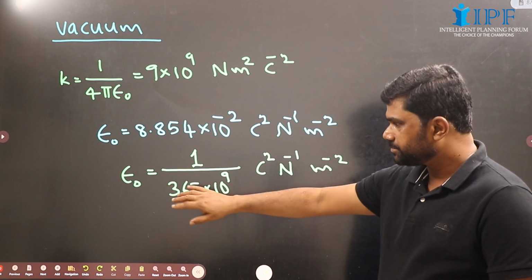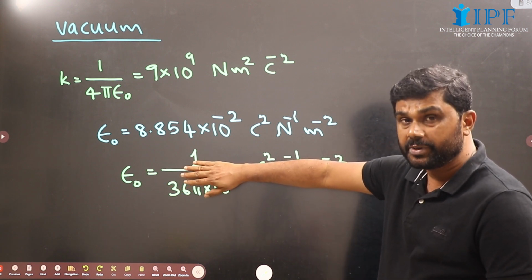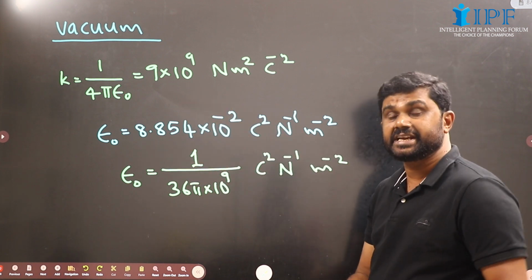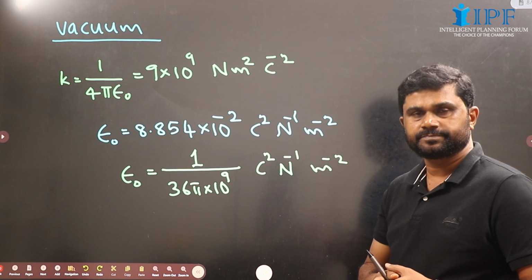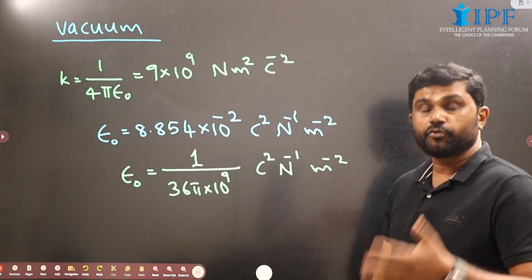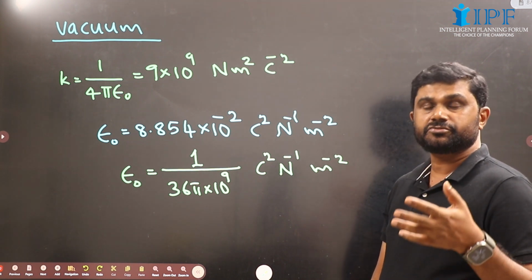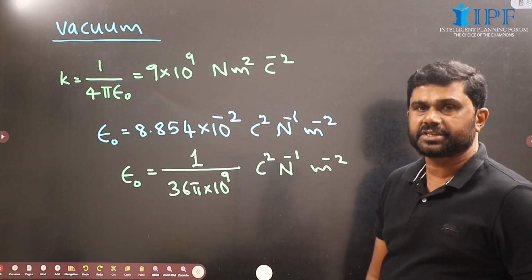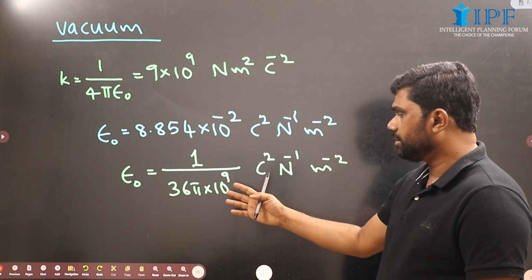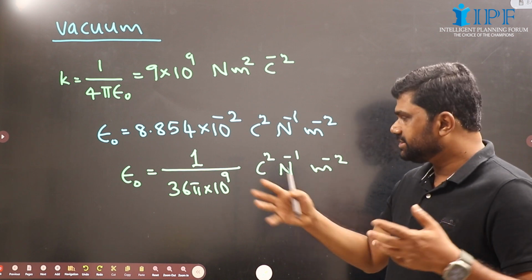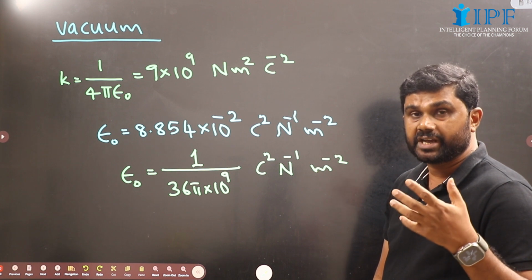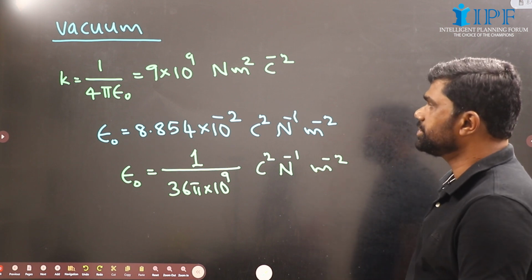But the value of epsilon 0 in this form will be more useful, because 36 is a number with so many factors: 2 into 9, 4 into 9, 6 into 6, 3 into 12, like that. There are many factors for 36, so we can easily divide this 36 with so many numbers, and it will be very helpful while doing the calculations.